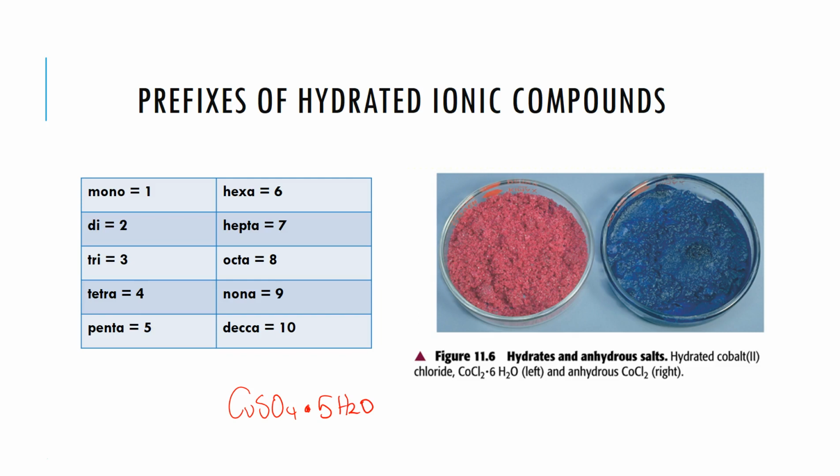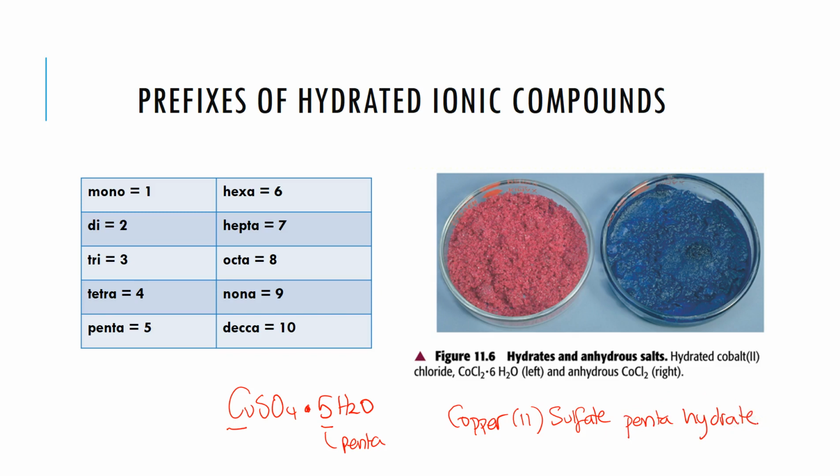Welcome back. Hopefully you managed to figure out that this is going to be copper. It's a transition metal, so we need to specify the charge. This is SO4, so this is sulfate, and it'll have a 2- charge, so this must be copper 2, and then sulfate, and then 5 means penta, so it's going to be copper 2 sulfate pentahydrate.